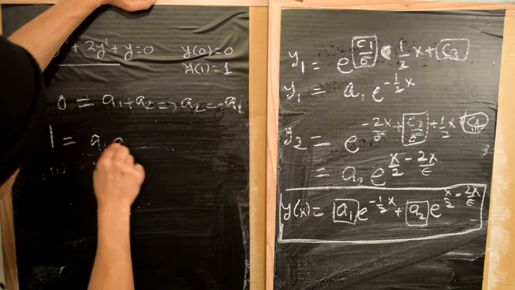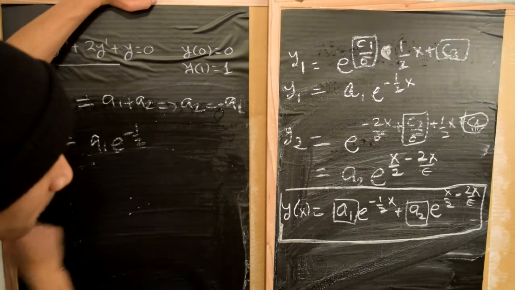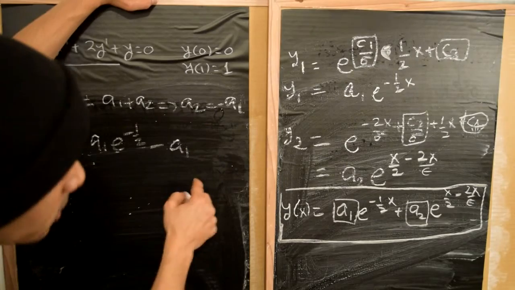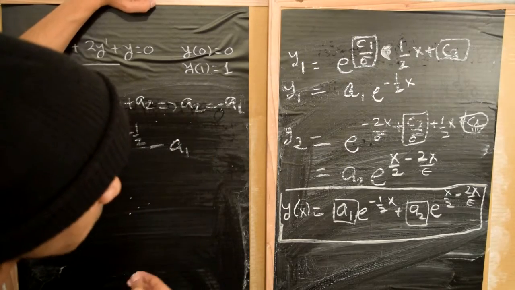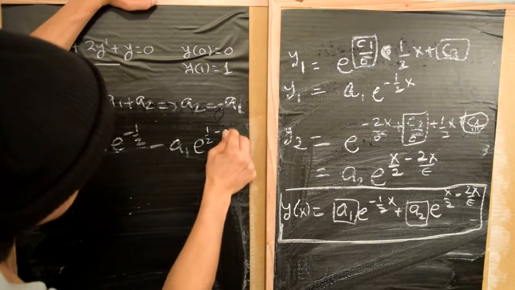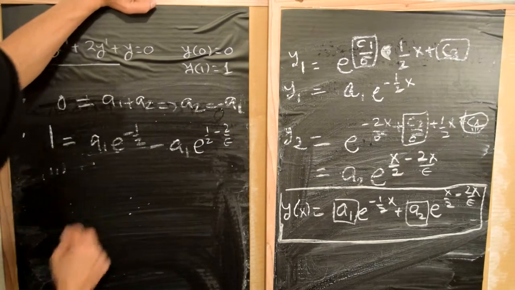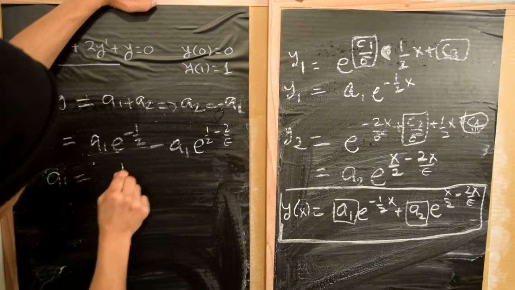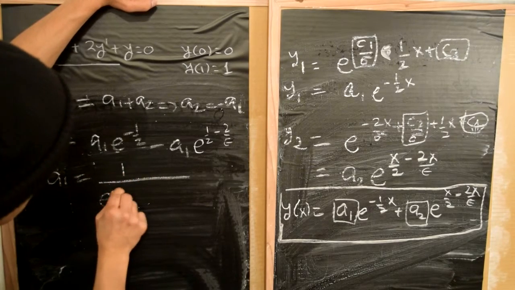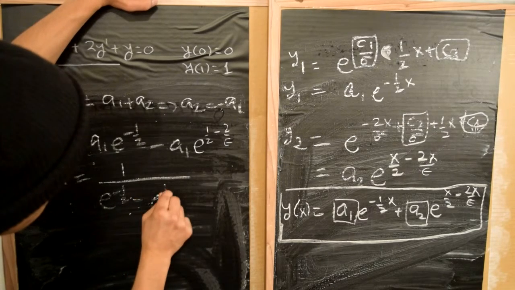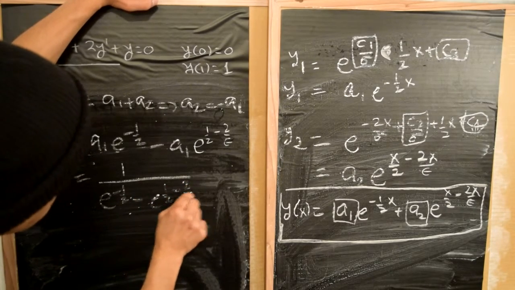So we have 1 equals a1 e to the power of minus half minus a1, just by putting in the relation we found from the first boundary condition, e to the power of half minus 2 divided by epsilon. And therefore from this we find a1 is 1 divided by e to the power of minus half minus e to the power of half minus 2 divided by epsilon.